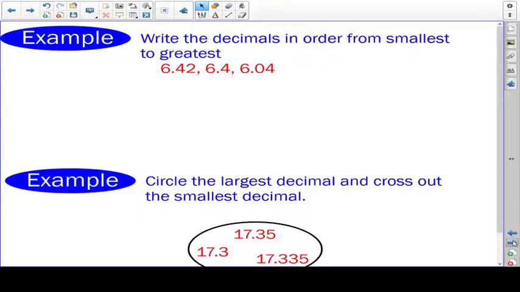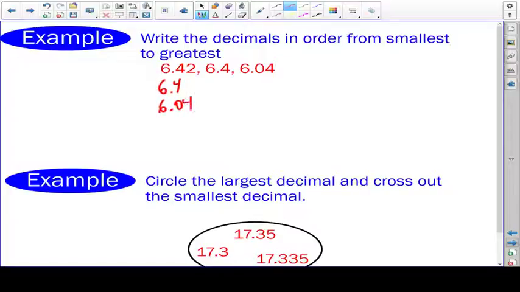So now we're going to do a couple more questions here. This example says for us to write the decimals in order from smallest to greatest. And we're given 3 different decimal numbers. So we're going to take those decimal numbers and we're going to look at them. Again, I think it would be beneficial for us to write them almost on top of one another so that we can best compare them.